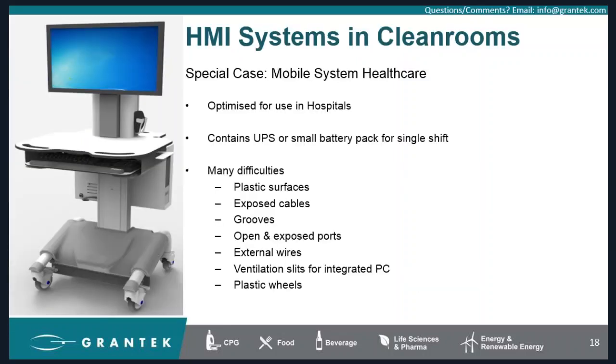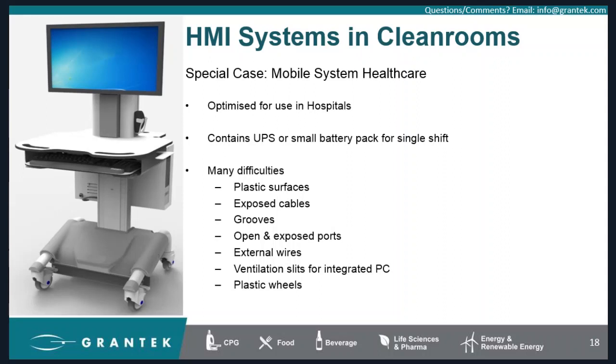So here we see the example of a healthcare trolley. That kind of product is really optimized for use in hospitals. It contains an uninterruptible power supply or a small battery pack for a single shift. So that means you basically roll it into the room when your shift starts, and then after the shift, when you're done, you roll it out, and the next shift needs to roll another unit in.